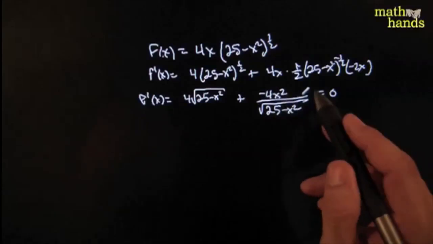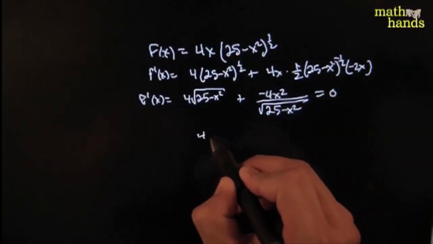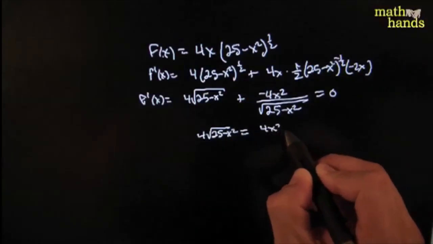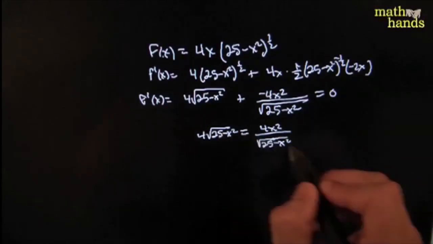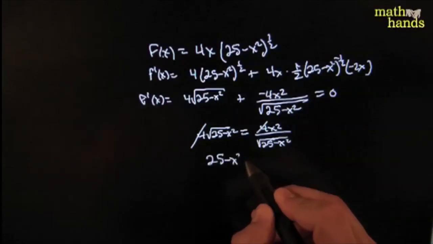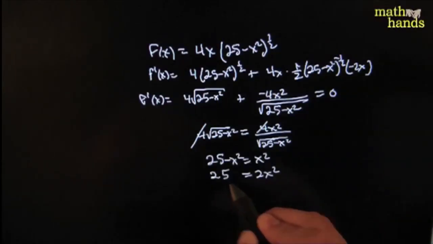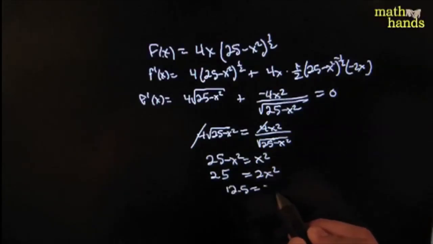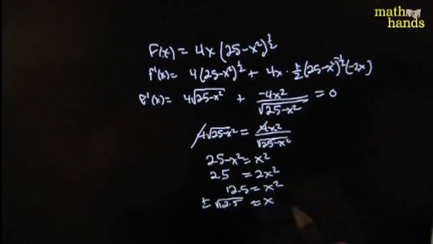I want to find other critical points, so I set it equal to 0 and move that to the other side. That gives me 4 square root of 25 minus x squared is equal to 4x squared all over the square root of 25 minus x squared. I can multiply both sides by that, and cancel the 4's. That gives me that 25 minus x squared is equal to x squared, or that 2x squared is equal to 25, or that 12.5 is equal to x squared, or that x is equal to plus or minus the square root of 12.5.